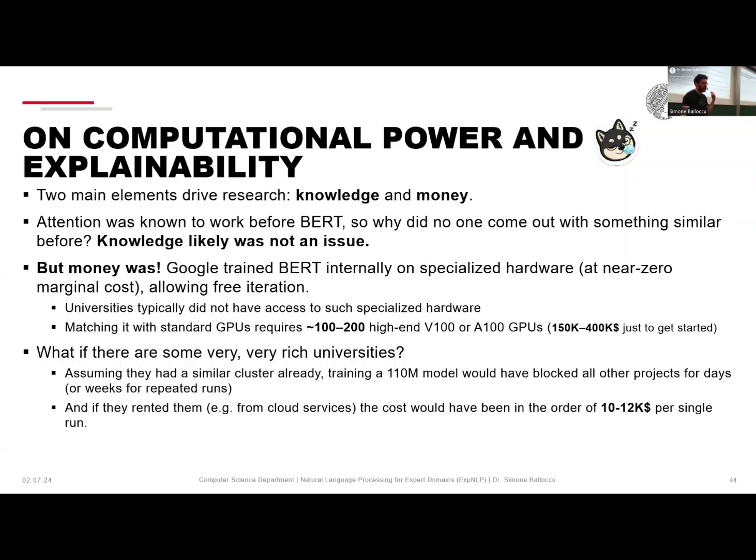Google has its own specialized hardware. So they trained BERT in-house, basically at zero cost, while a university would probably have to pay for this. Universities do not have TPUs. If they had to match it with GPUs, they would need between 100 and 200 high-end V100 or A100 GPUs, which means between $150,000 and $400,000 only to get started. But then what if I have a very rich university? Okay, then probably you need to use the whole cluster, because I assume this is already a huge amount of GPUs, probably to serve the whole university.